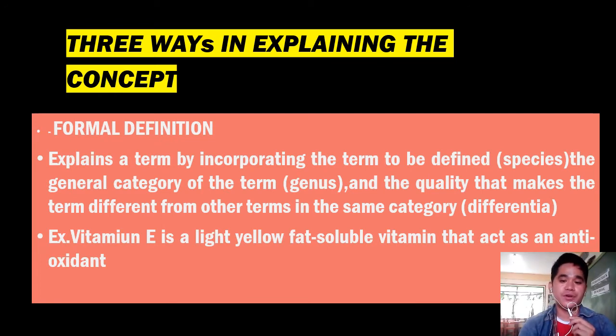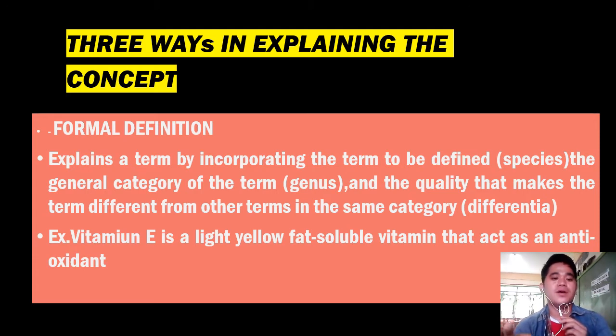Next is formal definition. What formal definition really is, is that it explains a term by incorporating the term to be defined, or species, the general category of the term, or the genus, and the quality that makes the term different from the other terms in the same category, or differential. Remember that in formal definition, we have three parts: species, which is the term that you're going to define, then the genus, the general category, and then the differential, which means what makes that term different from the other terms.